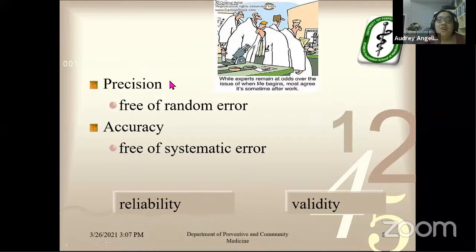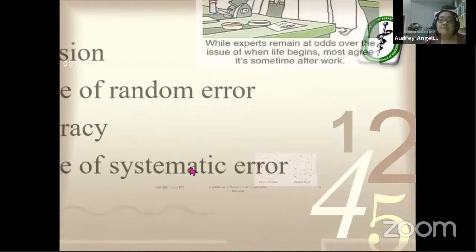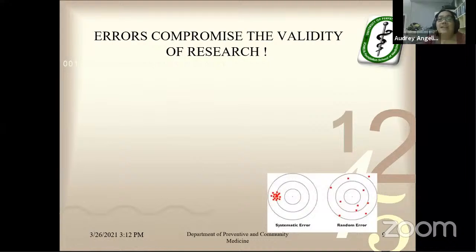Okay. Precision is free of random error. Okay. Accuracy is free of systematic error. So, remember this bullseye target. Okay. Systematic error. Consistent siya off target, but very what? It's still very precise. Kasi consistent naman siyang nandun. Okay? What could be an example of this?